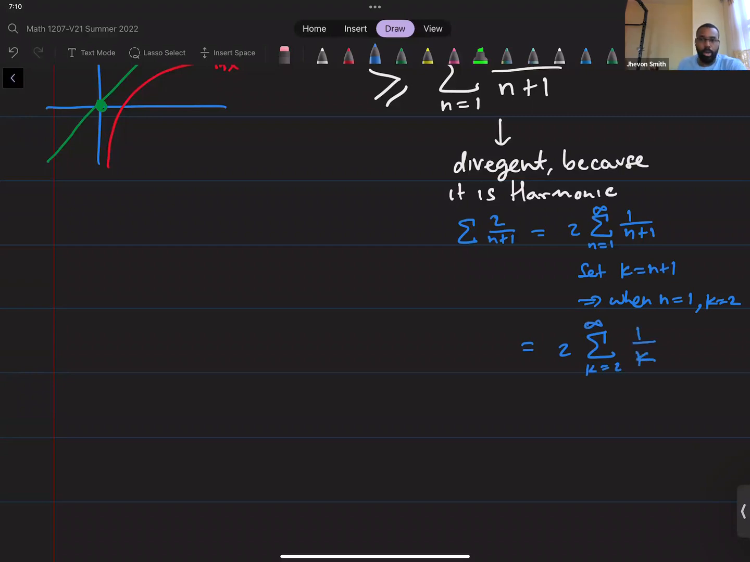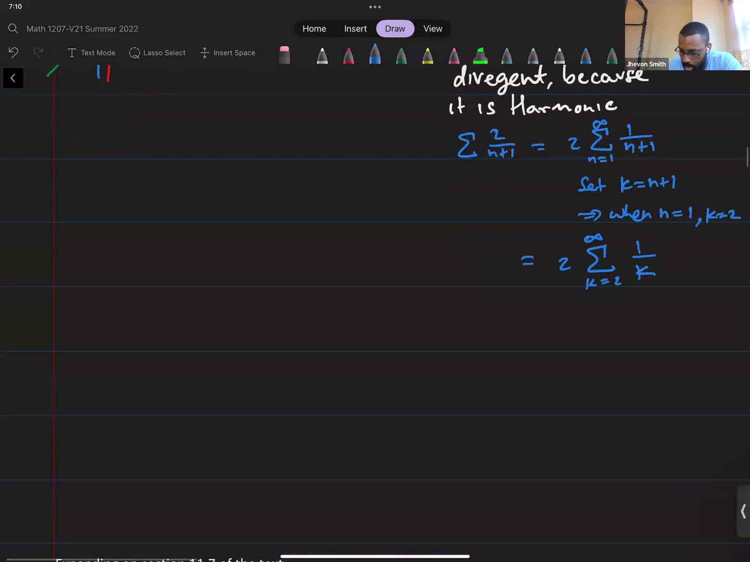And we know 1 over n is harmonic and it diverges. And this is just missing the first term. So, if you want, you can also look at this as the harmonic series, k goes from 1 to infinity of 1 over k, but then I subtract the first term. Either way, the first guy is going off to infinity.